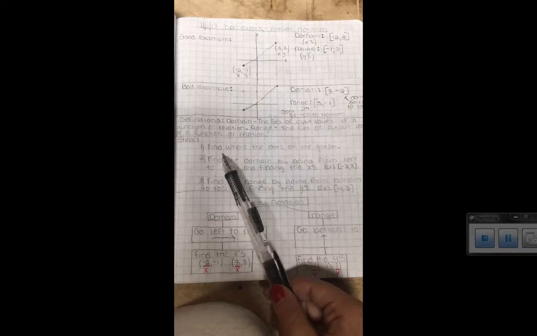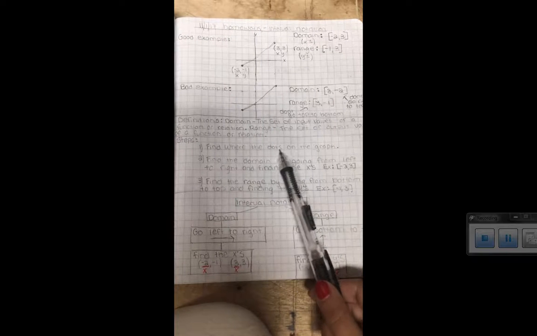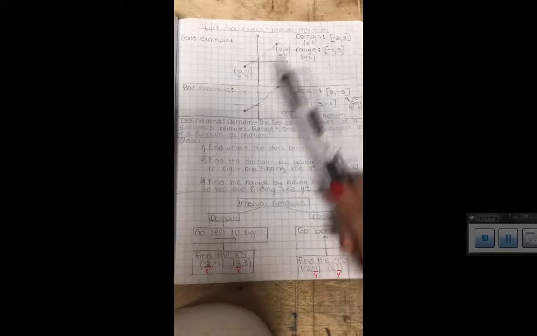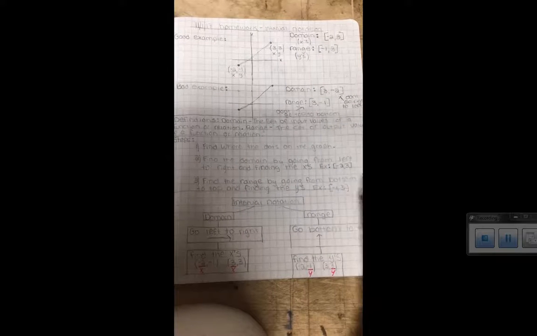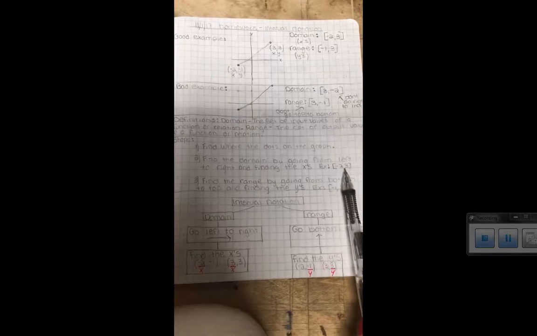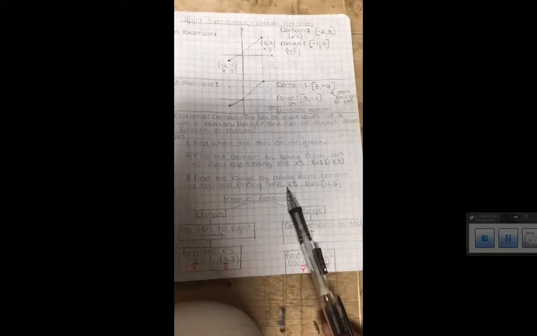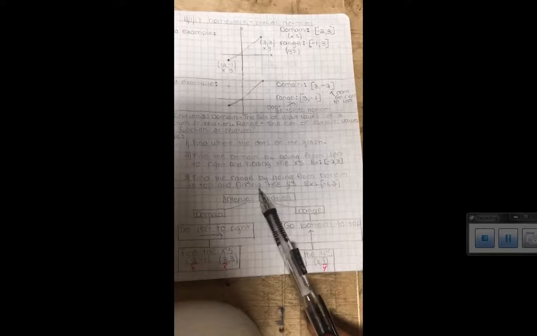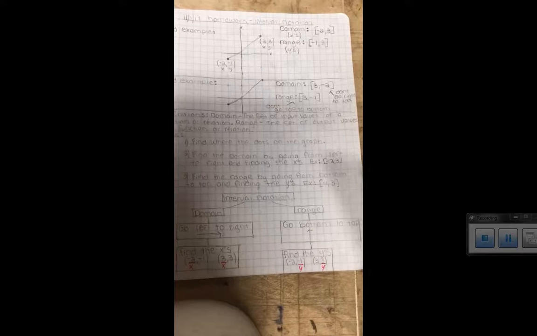For the steps I did, for the first one, I defined where the dots are on the graph. And then for number 2, I defined the domain by going left to right and finding the x's, which was -2, 3. And then for number 3, I found the range by going from bottom to top and finding the y's, which is -1, 3.